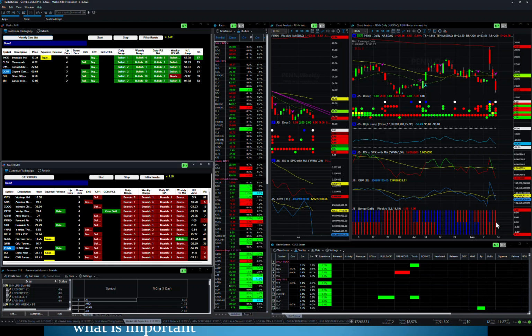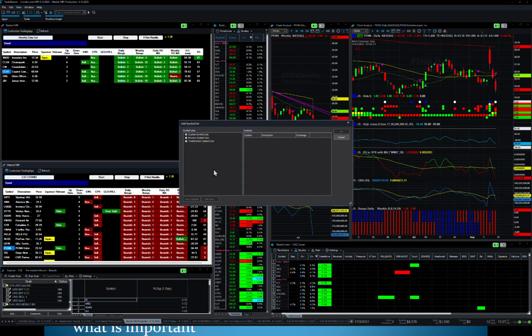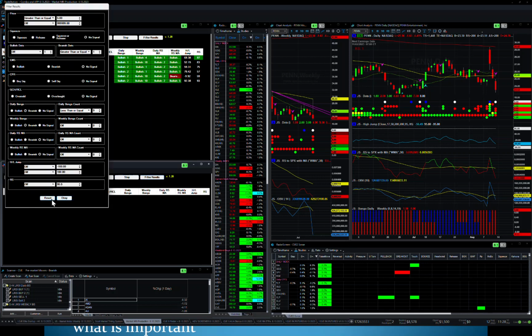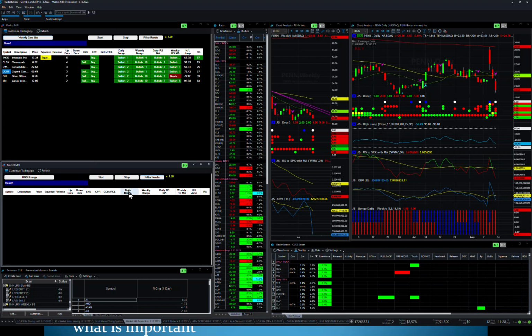You can update the scanner 3 minutes after the market closes. You can use any custom list you want. Today in the market, I talked about in my market review how energy was doing well. So I have an energy basket. Let's reset the filters. Okay. Let's hit start and let's see what comes out of the energy.